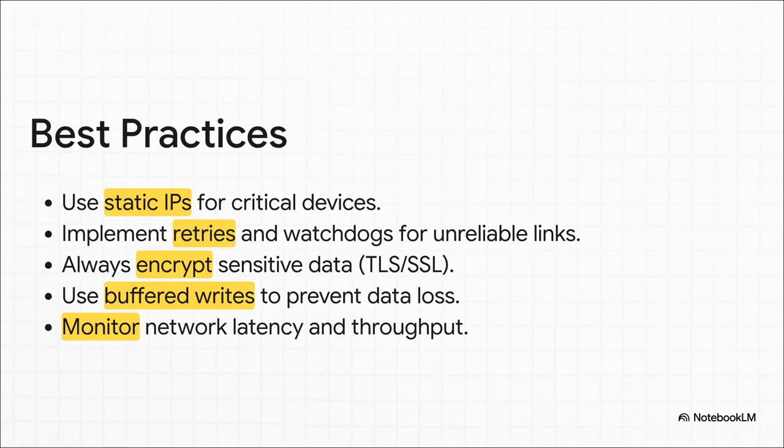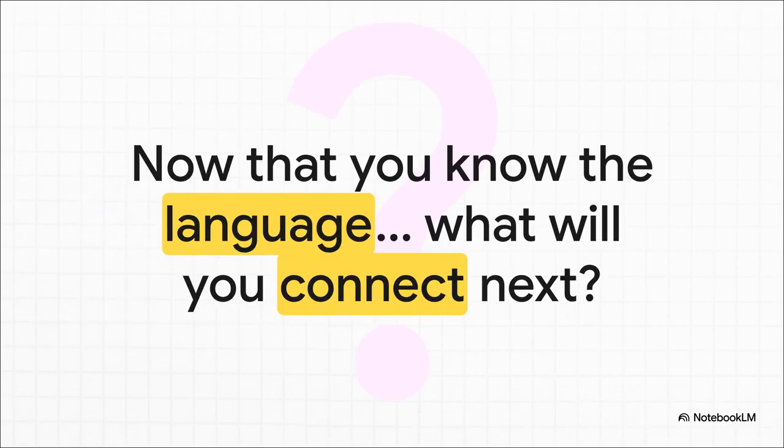Always encrypt your sensitive data. Use buffered writes to store data in memory for a moment before sending so you don't lose it if the connection blips out. And finally, keep an eye on everything to make sure your network stays fast and healthy. So there you have it. We've pulled back the curtain on the invisible world of embedded networking. You now understand the secret language that these tiny computers use to build our modern smart world. So the only real question left is, what are you going to connect to next?